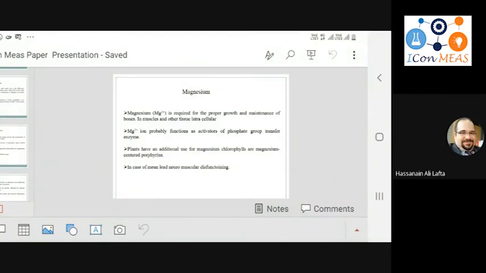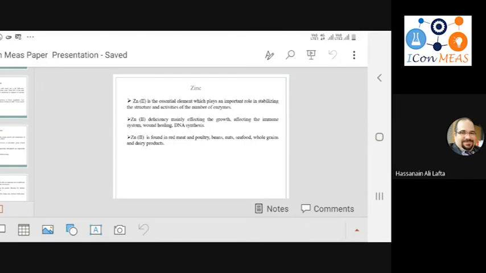The next metal ion is zinc. Zinc is also an essential metal ion. It plays an important role in stabilizing structure, and it is also helpful in increasing the immunity of humans and in DNA synthesis. The available sources of zinc are red meat, poultry, beans, nuts, seafood, and whole grains.